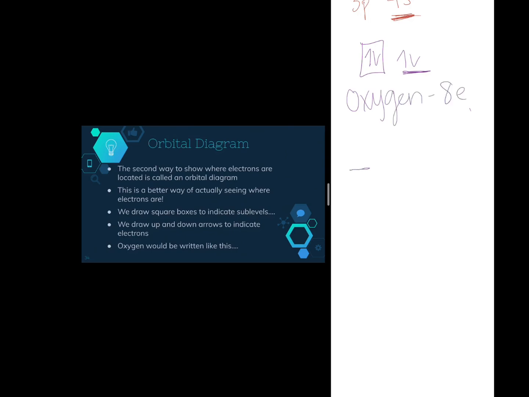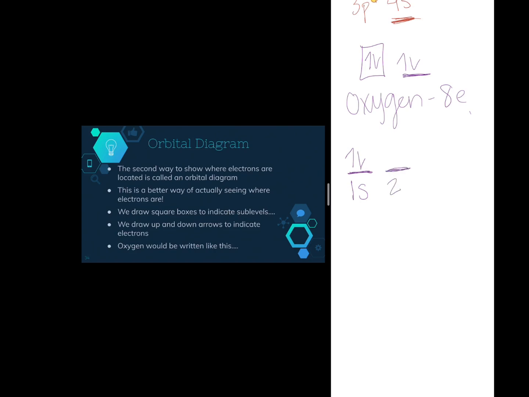Oxygen has 8 electrons. So we can draw our sublevels. The first one is 1s. S can hold 2 electrons, so I can go ahead and draw my 2 electrons. Then I would go to 2s. Again, it can hold 2 electrons. So now I'm at 4, but I'm trying to get to 8.